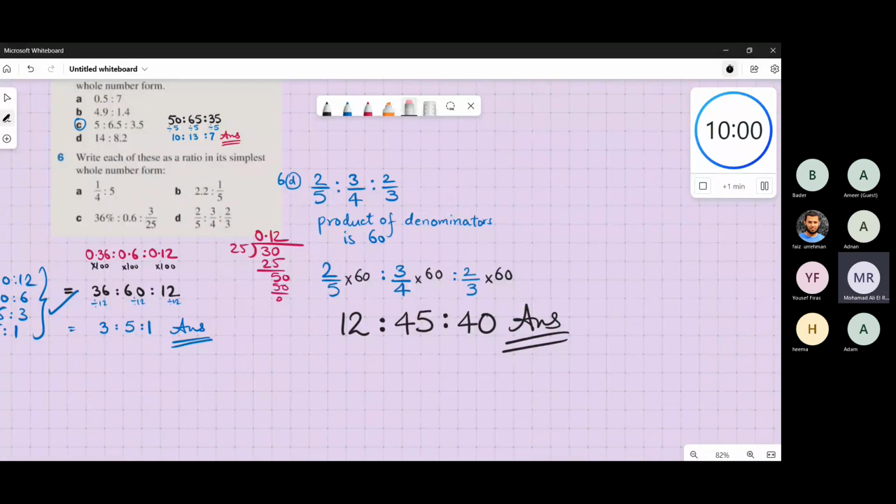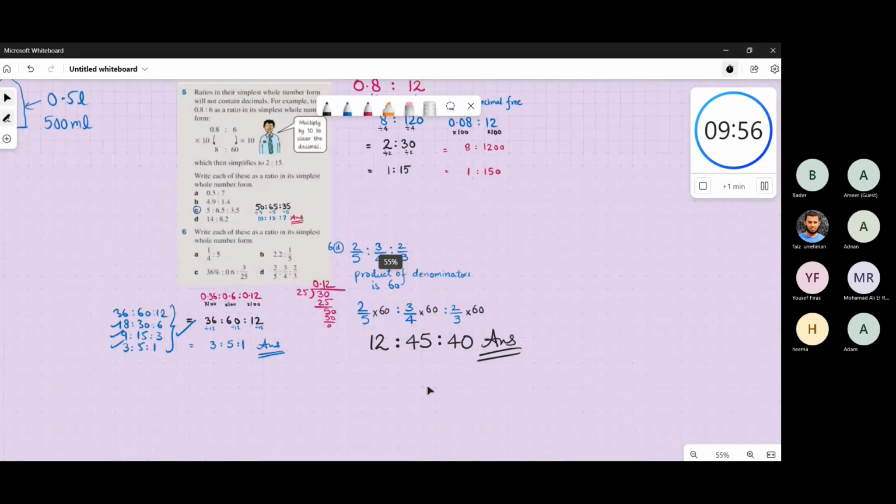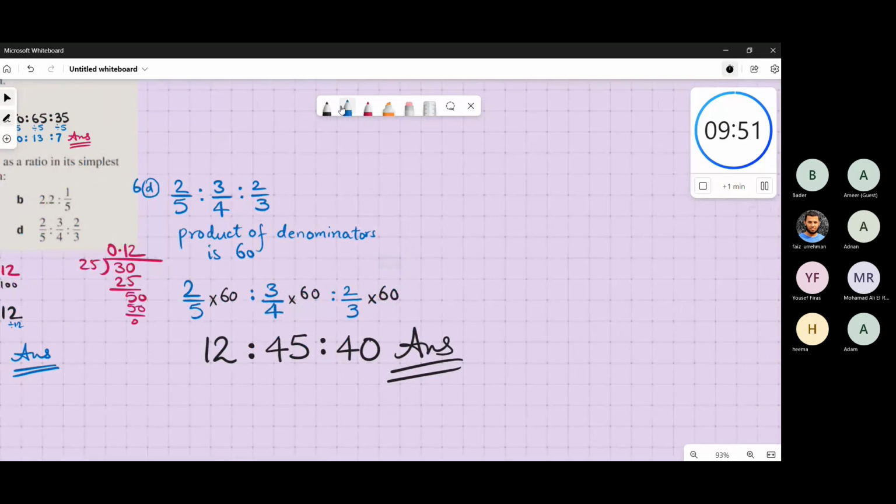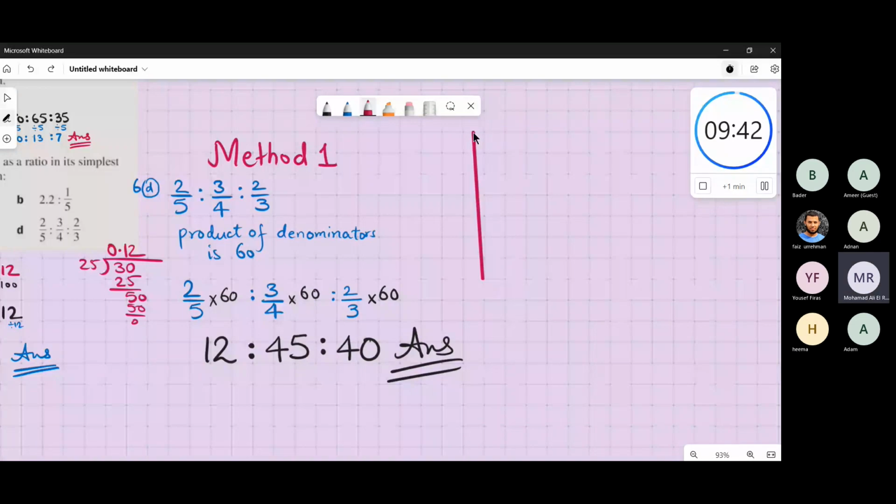Which way is easier? Yeah, Mr. Oh, my bad.